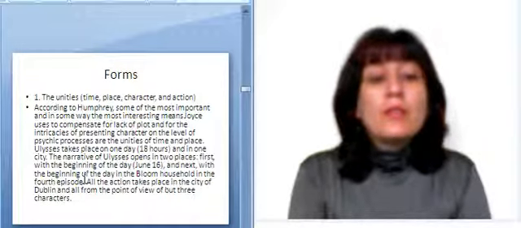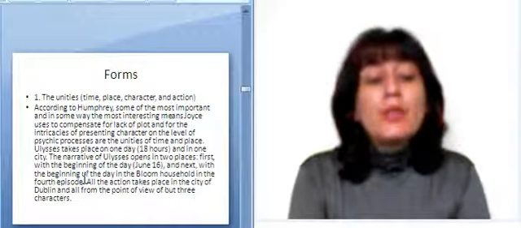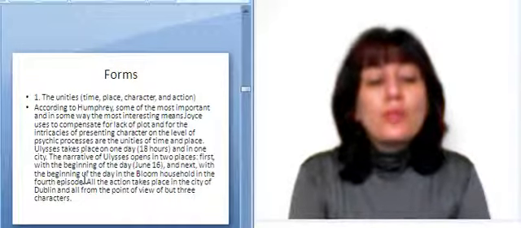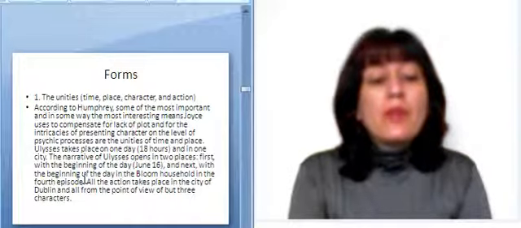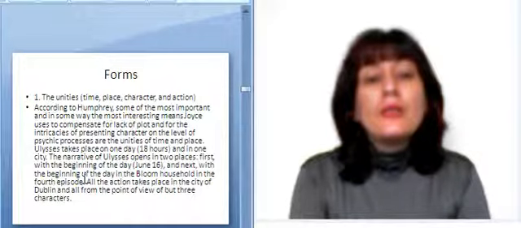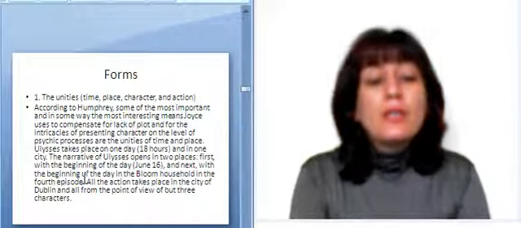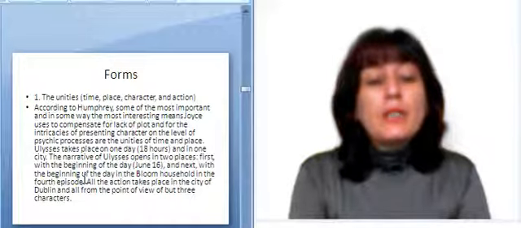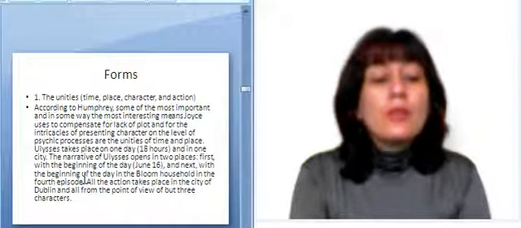Ulysses, for example, takes place on one day, in 18 hours, and in one city. The narrative of Ulysses opens in two places. First, with the beginning of the day, June the 16th, and next, with the beginning of the day in the Bloom household in the fourth episode. All the action takes place in the city of Dublin, and all from the point of view of but three characters.